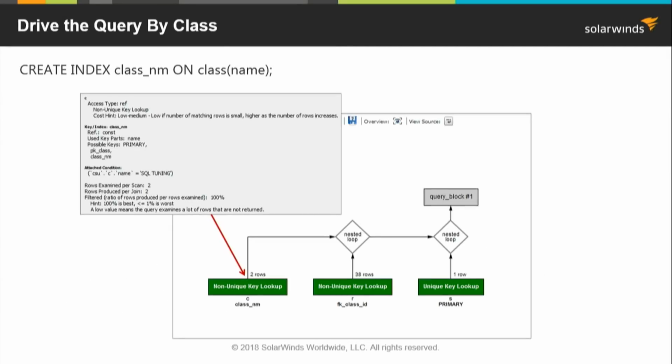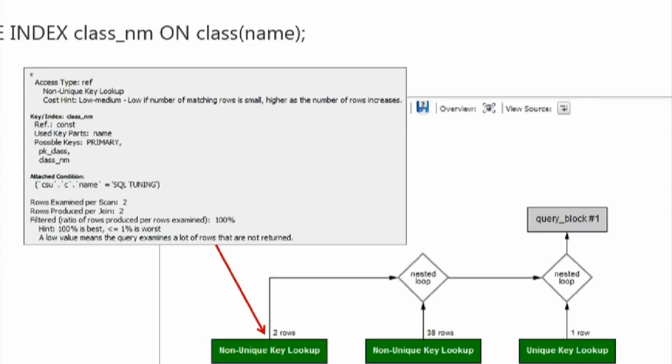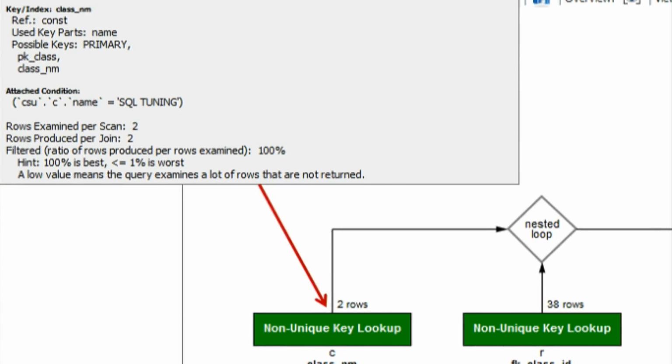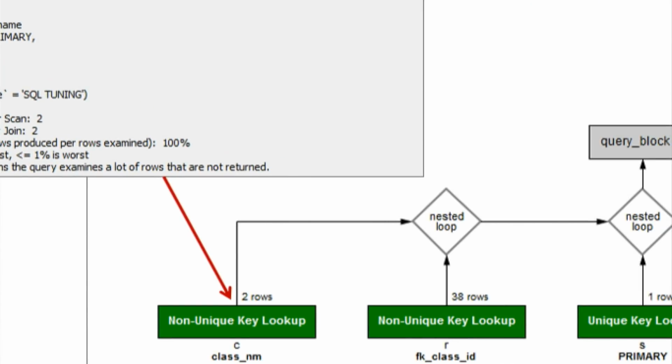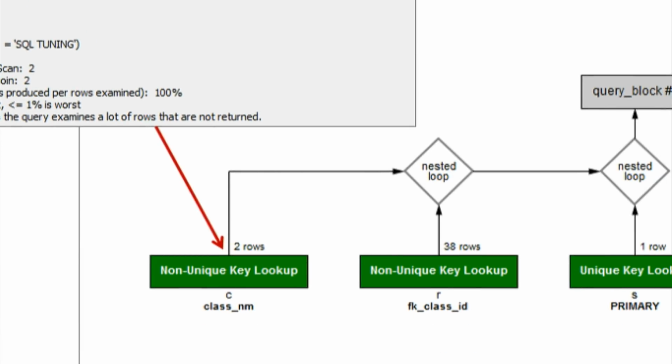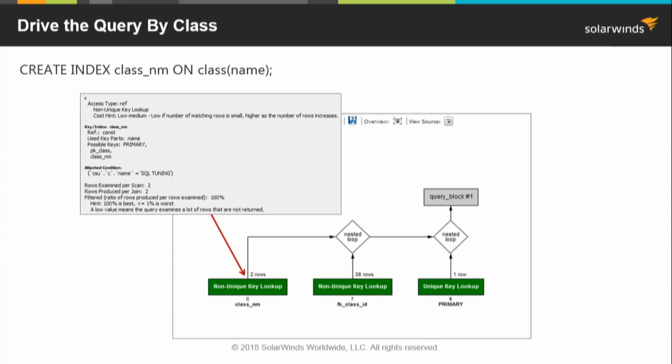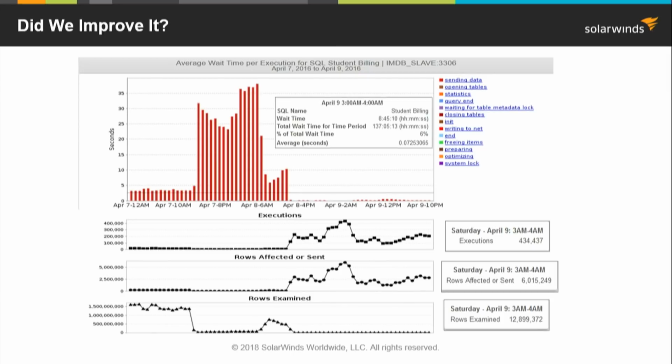So let's go put an index on class name. And did this. And here we go. As you can see here, our execution plan suddenly changed. No longer doing student, I'm driving by class. I'm reading 2 rows, do nested loops into registration, and then I do a nested loop into student with 1 row. So right now, looking at this, I know I've sped it up. Did we improve it? Yes, we did.